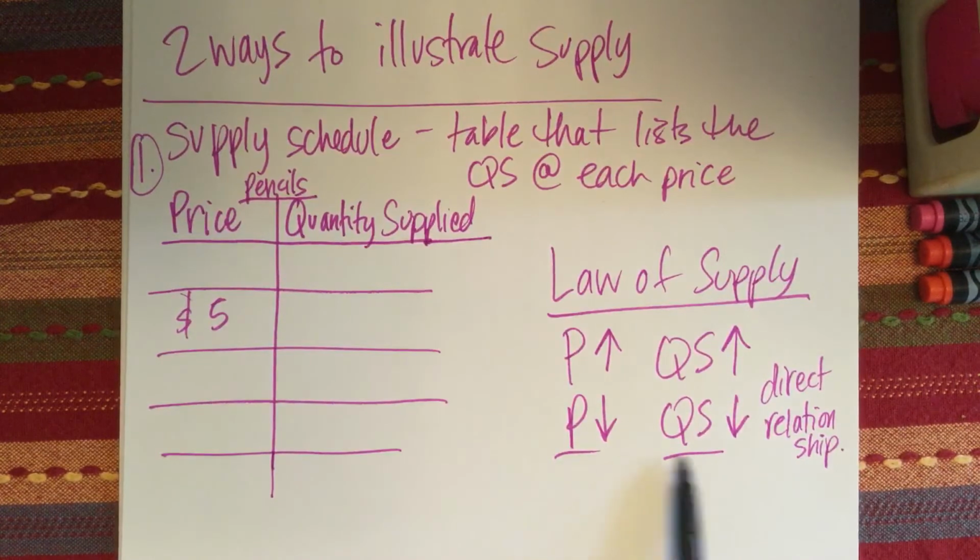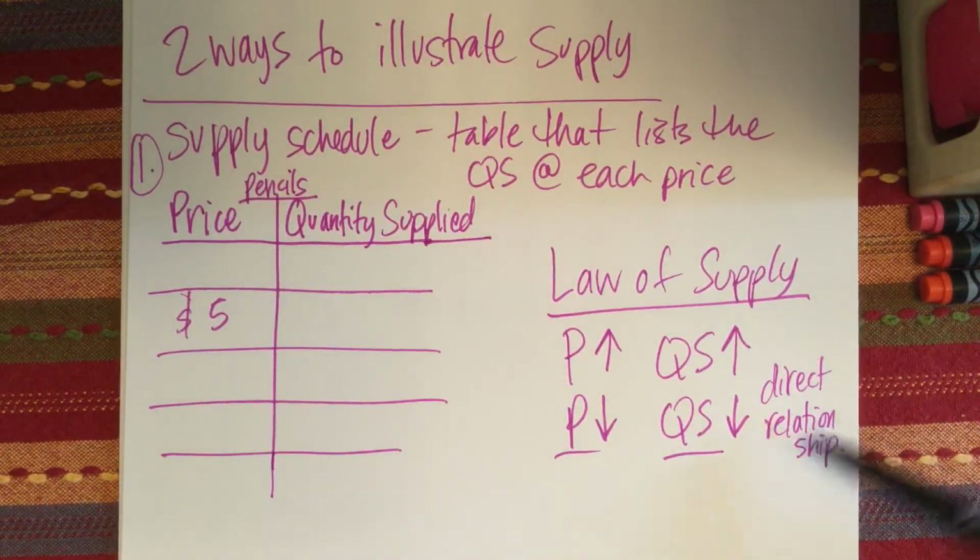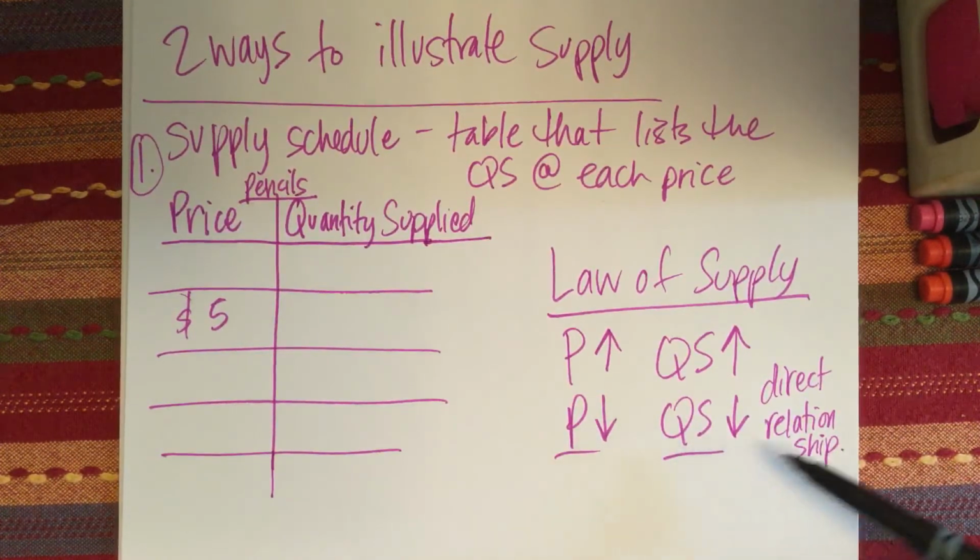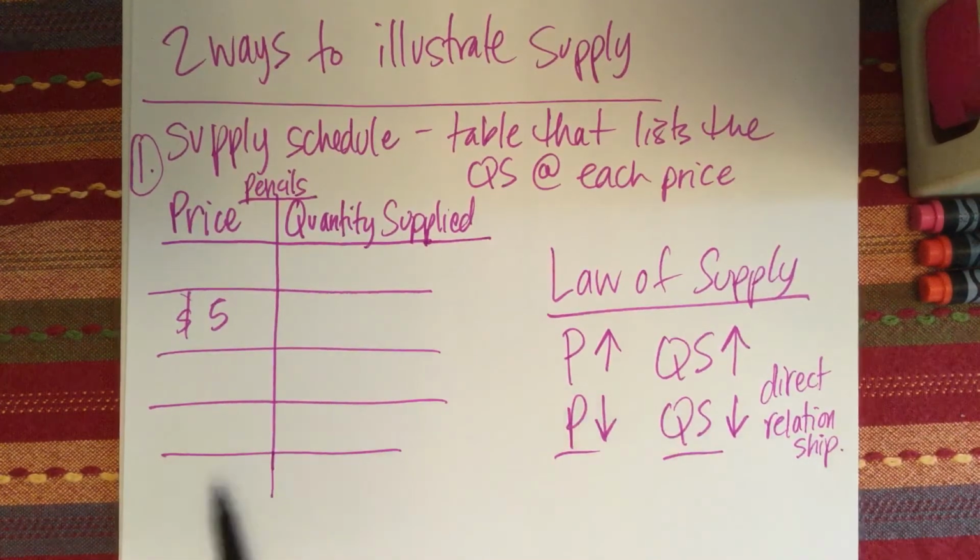So when prices are low, the quantity that we supply is down. This direct relationship between the two variables of price and quantity supplied causes the supply curve to be an upward sloping line. So let's go back to the supply schedule on pencils.